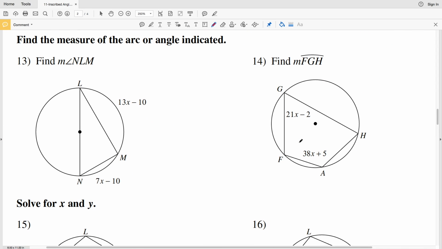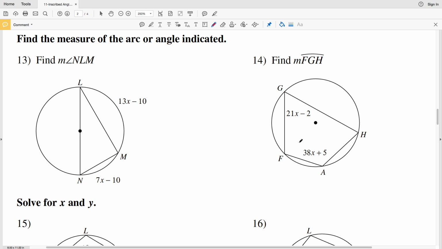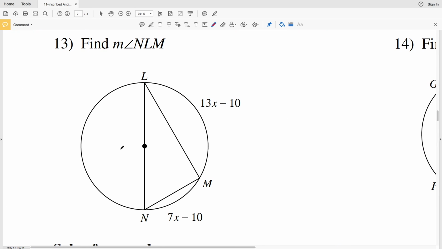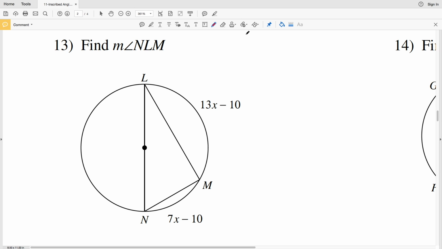In numbers 13 and 14, I'm going to be finding the measure of the arc or the angle indicated. In number 13, I'm finding the measure of NLM. So angle NLM is the inscribed angle where the intercepted arc is NM. Now LN is a straight line, so that's equal to 180 degrees. Therefore, NM plus ML, both those arc lengths, will equal 180 degrees.